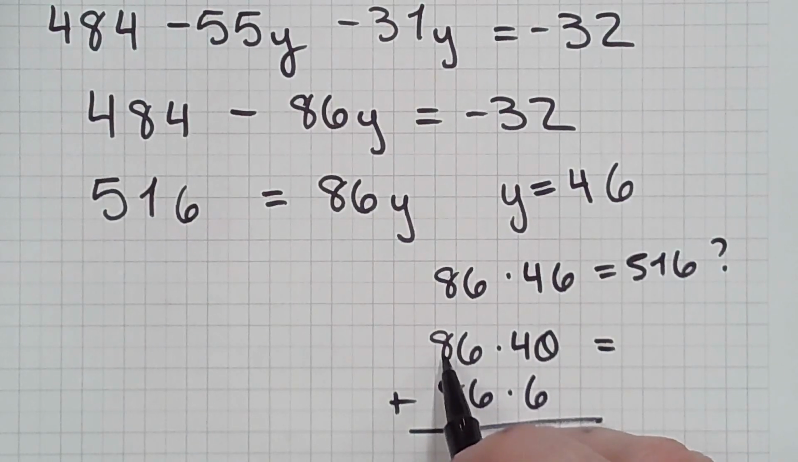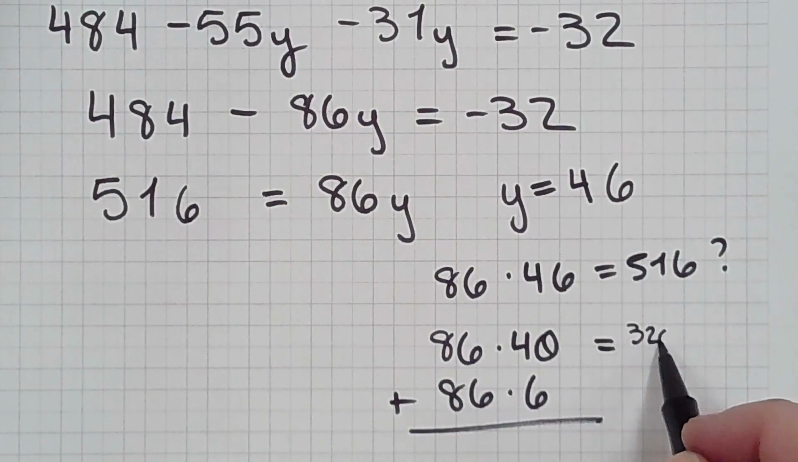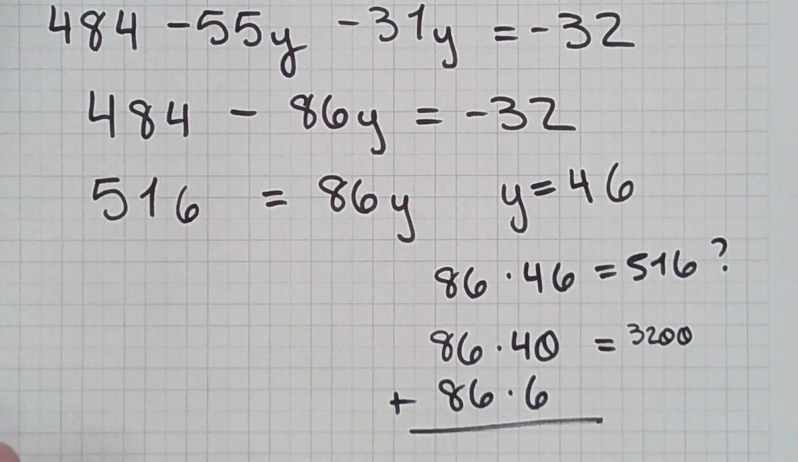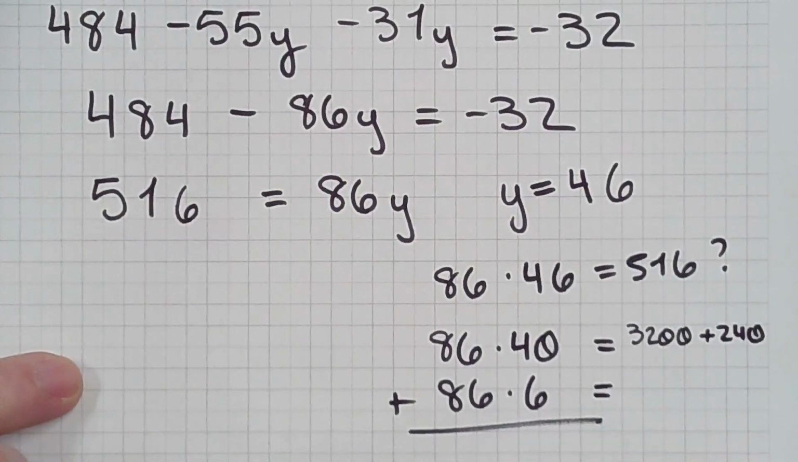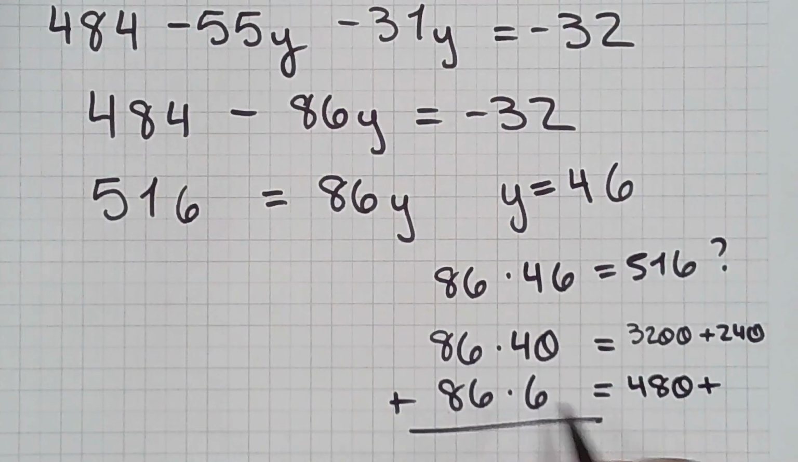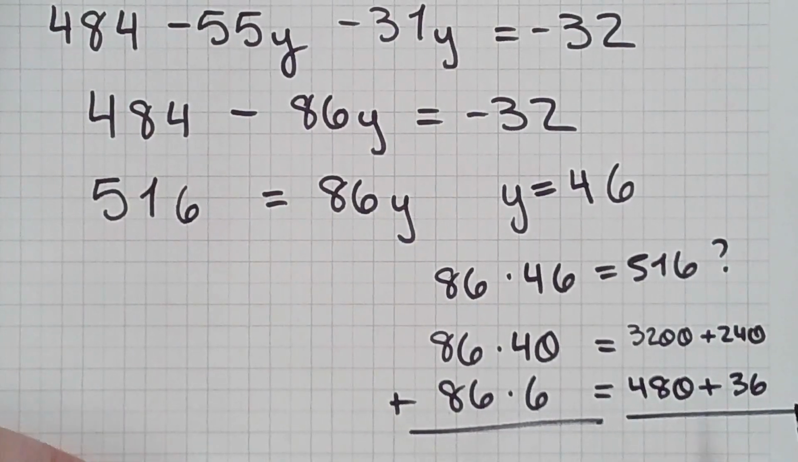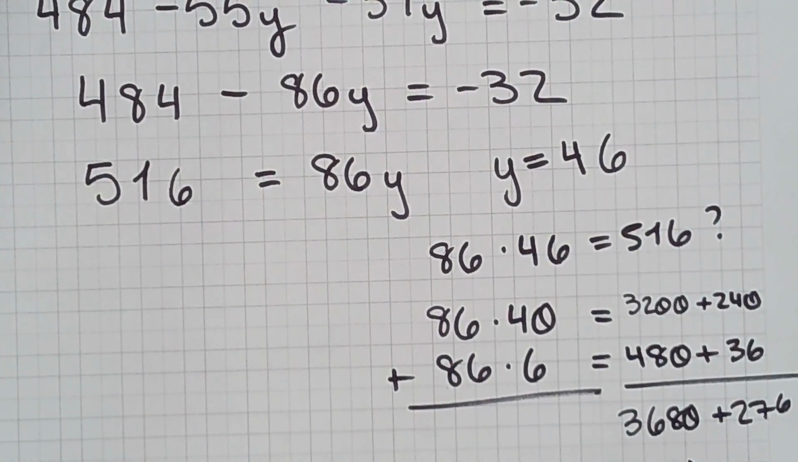Well, we know 4 times 8 is going to get us 32. So 40 times 80 is going to get us 3200. And 40 times 6, well, 4 times 6 is 24. So 40 times 6 is 240. And then, of course, here, 6 times 80 is going to get us 480. And 6 times 6 is going to get us 36. So if we add all these up, looks like we're going to get 3680 and 276. Oh, hold on a second, 40 times 80. So 4 times 8 is 32 with 2 zeros on the end.